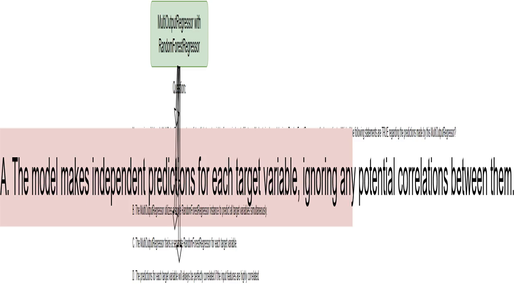Option A suggests the model makes its guesses for each thing we're trying to predict completely separately, without considering any relationship between them. This is like guessing the weather in each city without checking the weather patterns that connect them. Is this how the model actually works, or does it consider how the different predictions might relate?